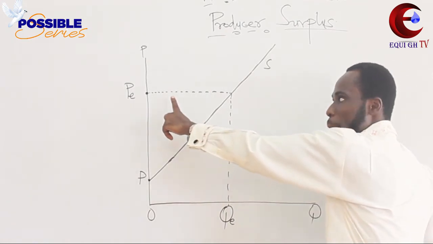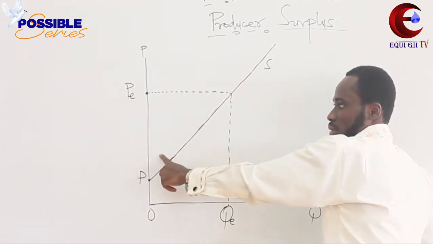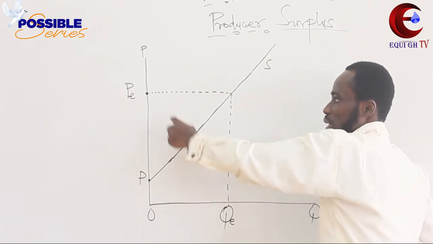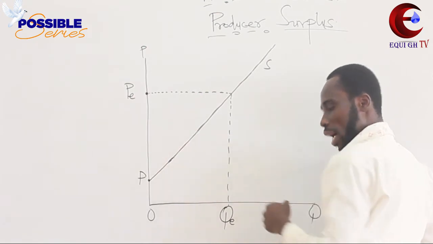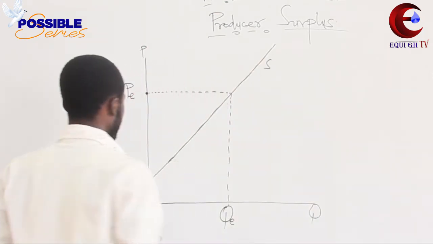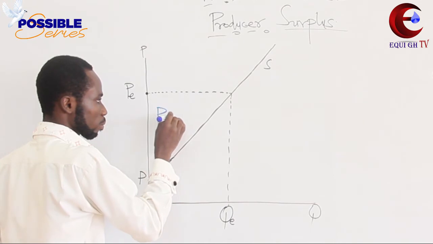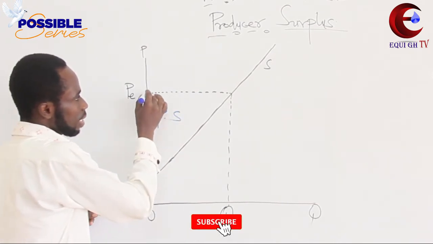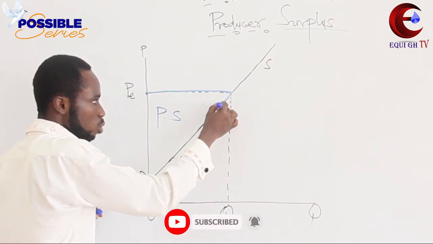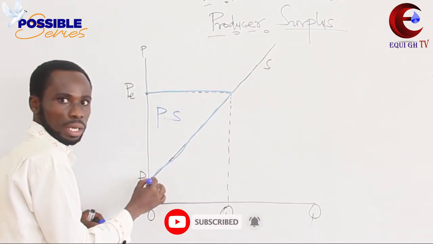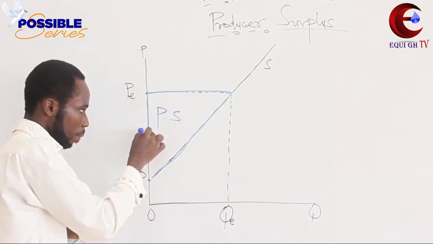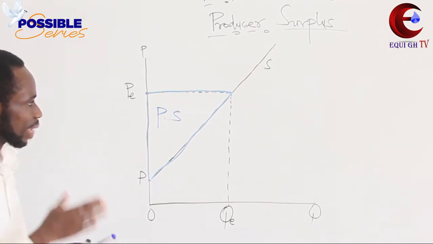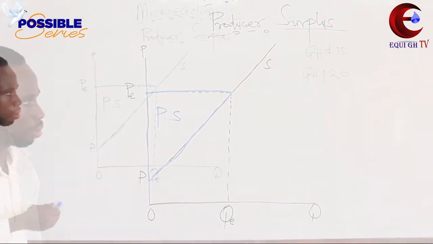So it is the area below the equilibrium price, but above the supply curve. Are you getting it? So here is the producer surplus. I hope it makes sense. Geometrically, if we take this one, we can see that it is also a right angle triangle.